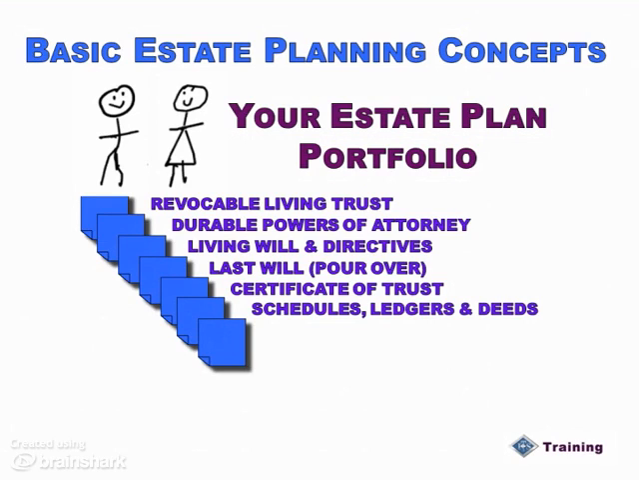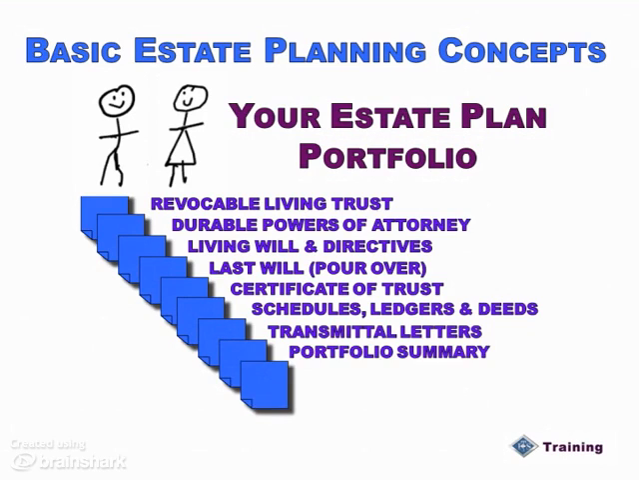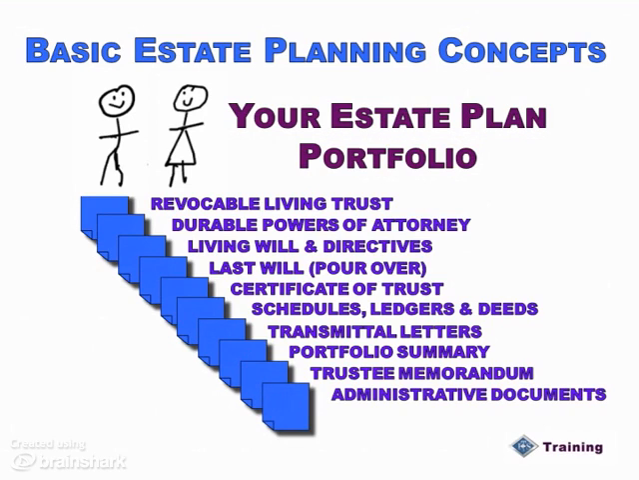Transmittal letters. These are forms that allow you to change the title or beneficiary designation of your assets. Portfolio summary. This is a description of the different sections of your estate plan portfolio. Trustee memorandum. This is a set of instructions that lets your trustee know what to do at different stages of trust administration. And finally, administrative documents. These are a number of documents to make future changes and forms to carry out future trust administrative issues. As you can see, all these components make for a very complete estate plan package.